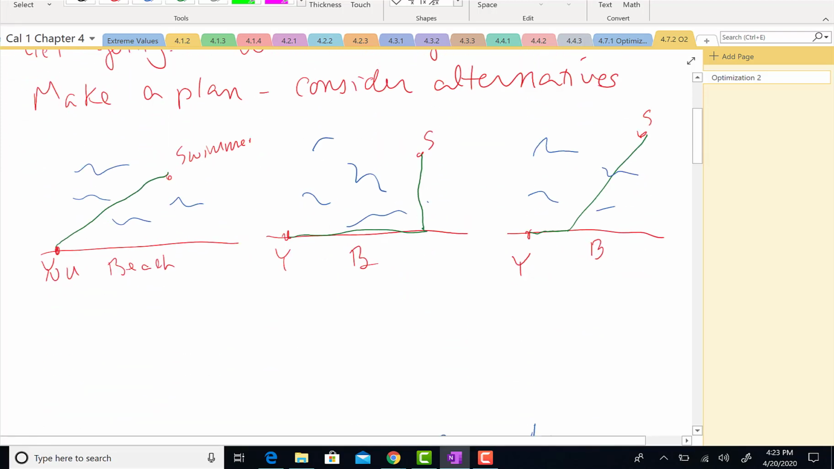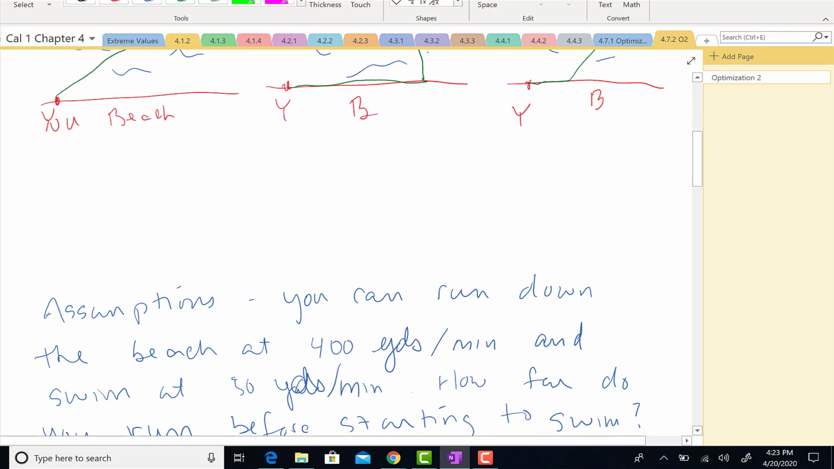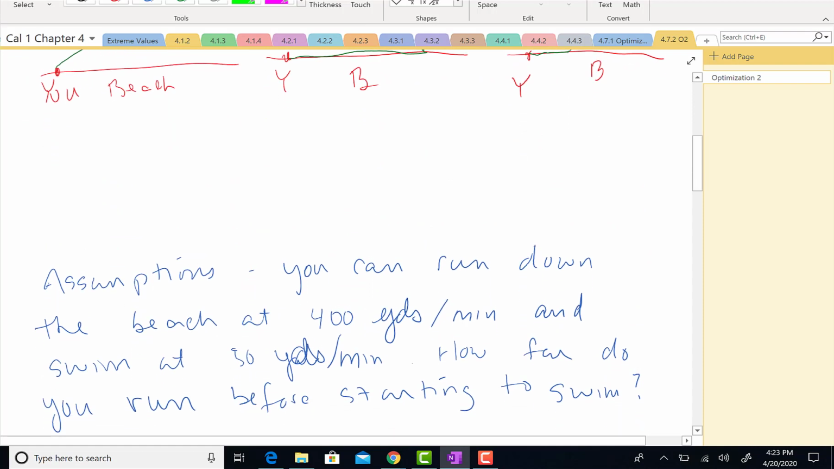Well, let's make some assumptions. Let's assume that you can run down the beach at 400 yards per minute and swim at 50 yards per minute. How far do you run before starting to swim?